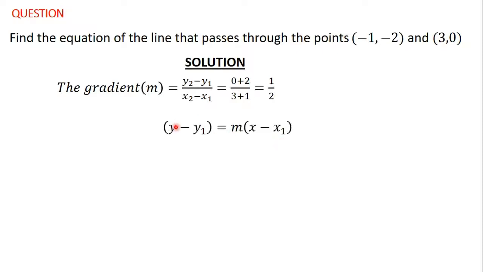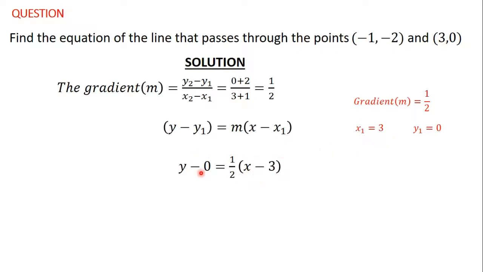We will use the formula y minus y1 is equal to m into bracket x minus x1. So m is the gradient. x1 is the x-coordinate of the point that we chose, and y1 is the y-coordinate of the point that we chose. We substitute this information into the formula, and this will give us y minus y1 is equal to m into bracket x minus x1.